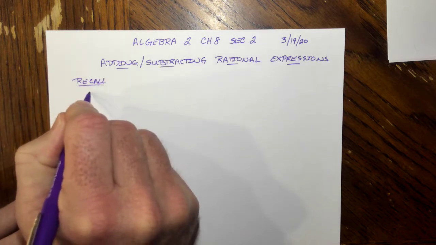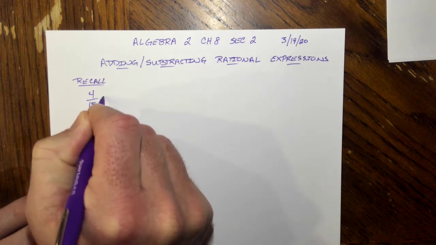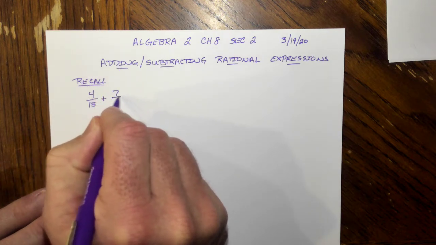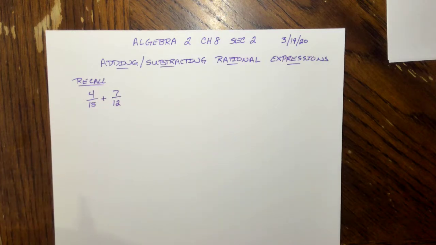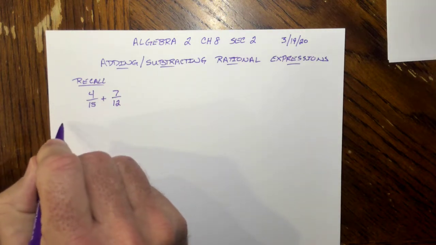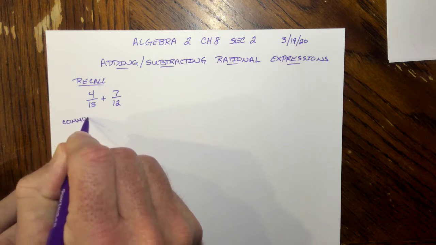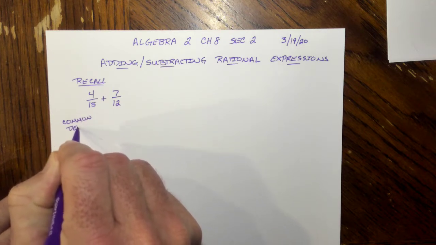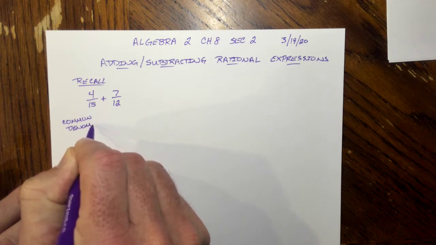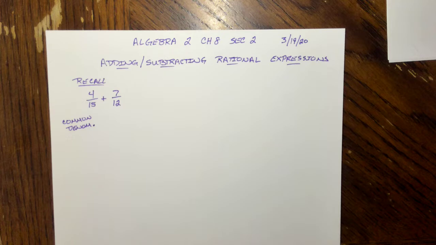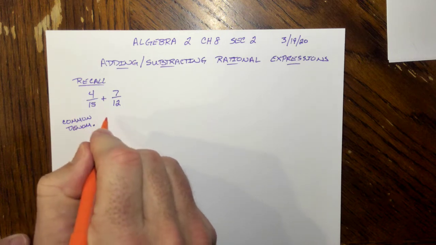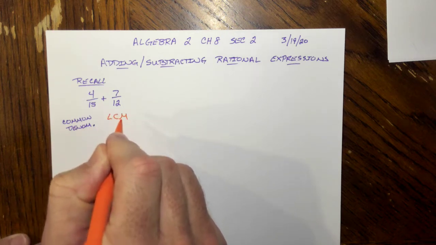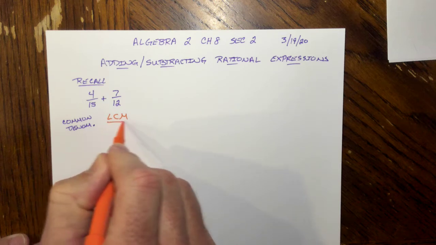Back in the good old days, if you had 4/15 plus 7/12 and are asked to do this problem, you have to have a common denominator to add or subtract. So, in your head, hopefully, you break these things down and find the least common denominator, the LCM or LCD, least common multiple, least common denominator.